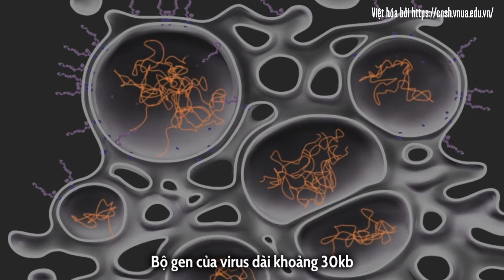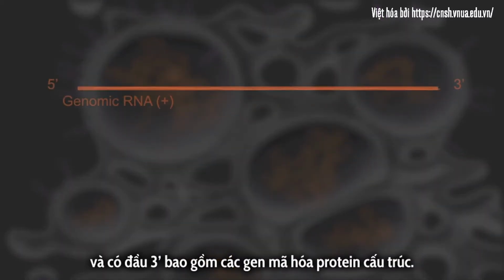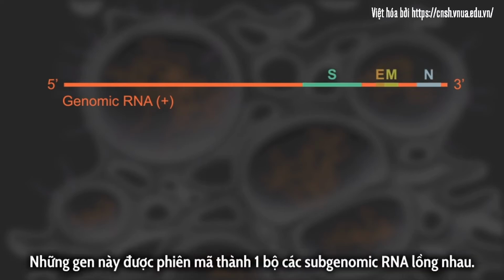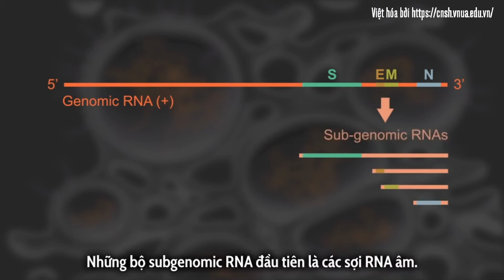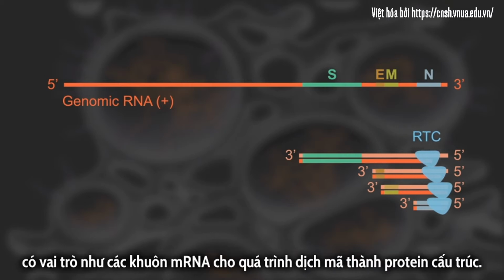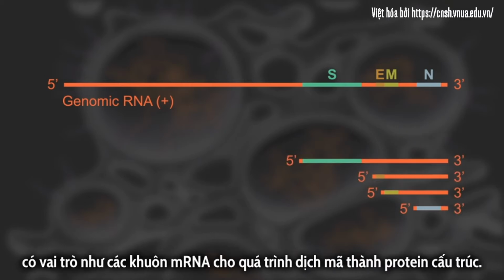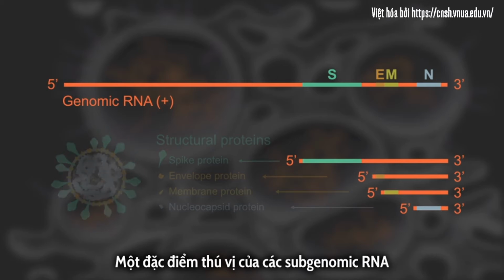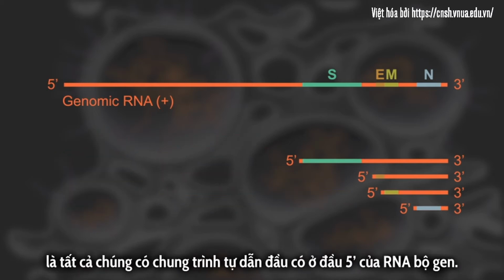The viral genome is about 30 kilobases long, and its 3' end consists of genes encoding structural proteins. These genes are transcribed into a nested set of subgenomic RNAs. The first set of subgenomic RNAs are negative sense RNAs. These are later copied into positive sense RNAs that serve as messenger RNA templates for the translation of structural proteins. An interesting feature of the subgenomic RNAs is that they all share a copy of the leader sequence that is present at the 5' end of the genomic RNA.